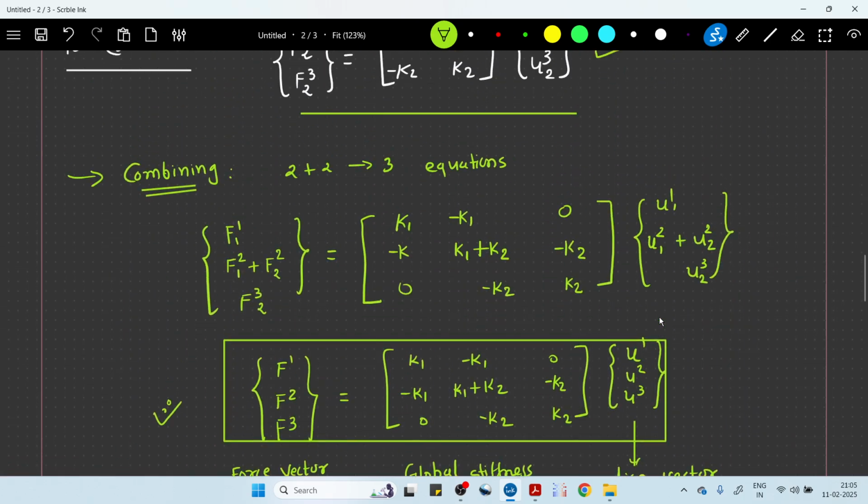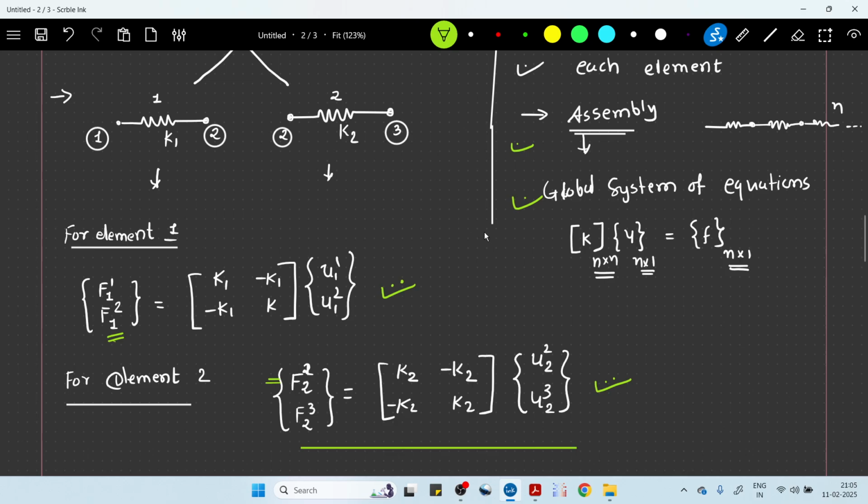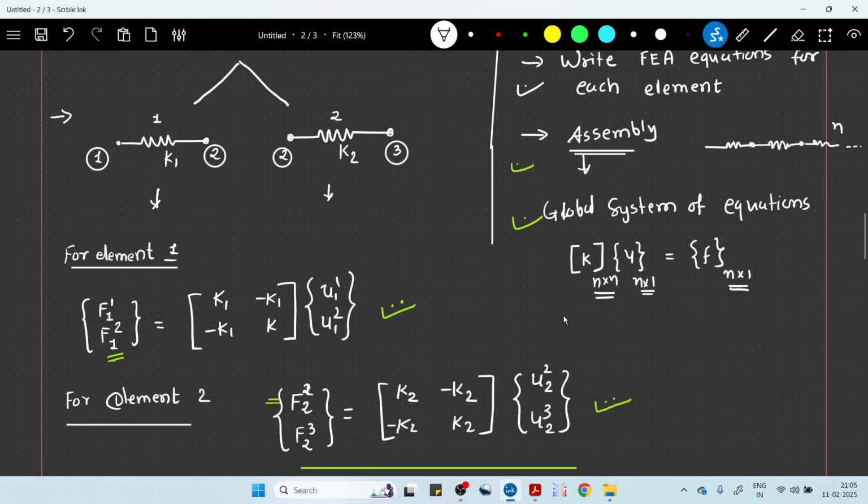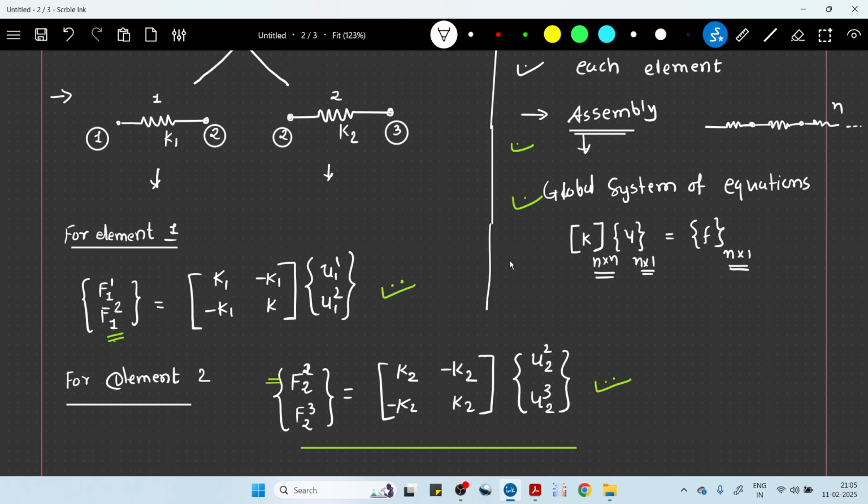So if I rewrite these steps again: we discretize into a finite number of elements, we write down FEA equations for each element, we perform assembly, and that's how we get the global system of equations. Next, we apply loads and boundary conditions into the global system of equations and solve the problem. That's it. So I hope this is clear.